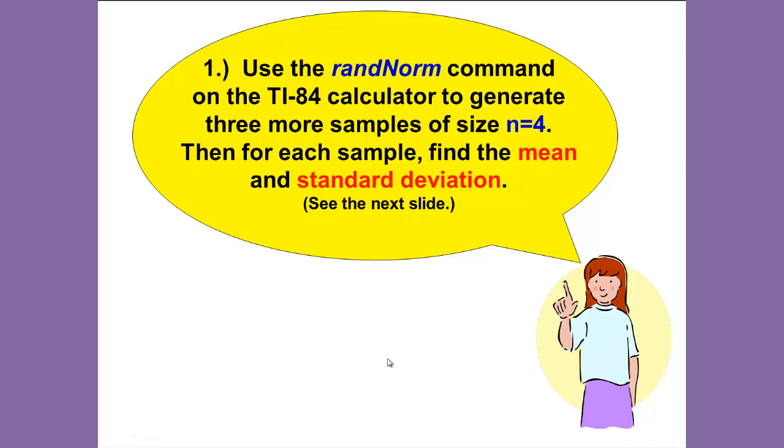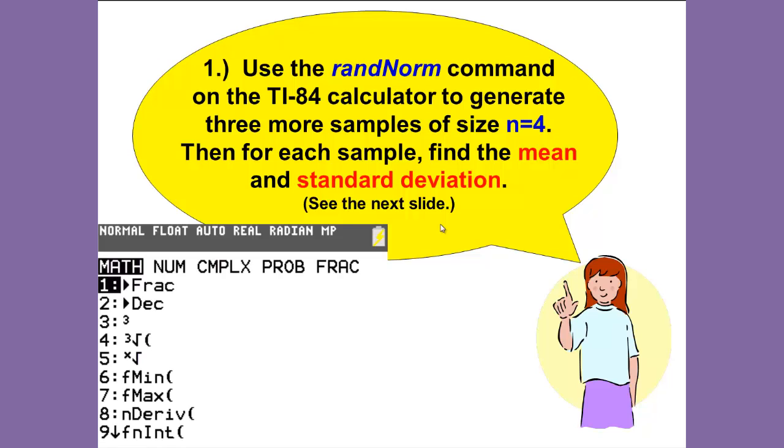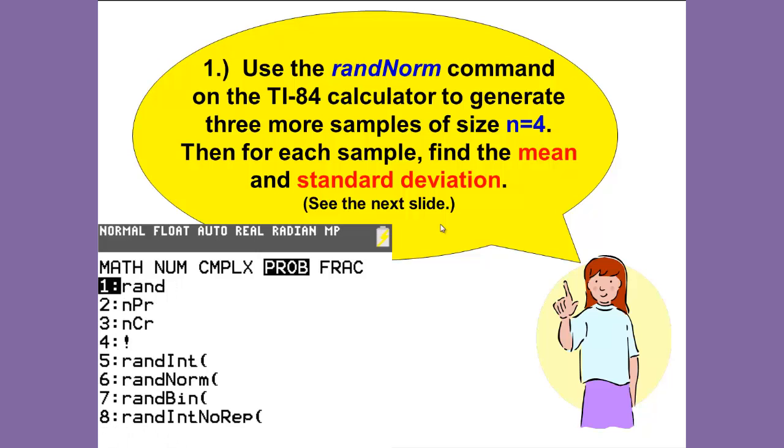Question 1 states, use the random norm command on the TI-84 calculator to generate 3 more random samples of size n equals 4. Then for each sample, find the mean and standard deviation. This is a class activity that Ms. Borlaug uses, and I suggest that you do stop and pause and do this as well while watching the video. The random norm command is found on a TI-83 or a TI-84 calculator by pressing the Math key, then using the arrow key to go over to the probability menu, and then choosing random norm.